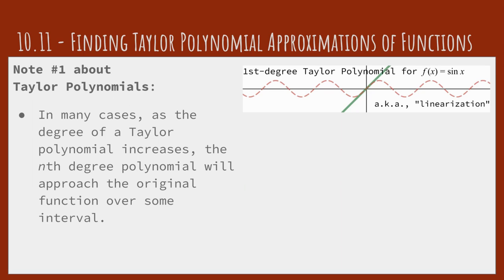In this example here, I have the graph of sine on here in the dashed red. And then I also have the first degree Taylor polynomial, which is also just a linear approximation. And you'll notice that in some neighborhood here around x equals 0, they're pretty close. But then as we get farther away, they diverge pretty quickly. They go away from each other pretty quickly.